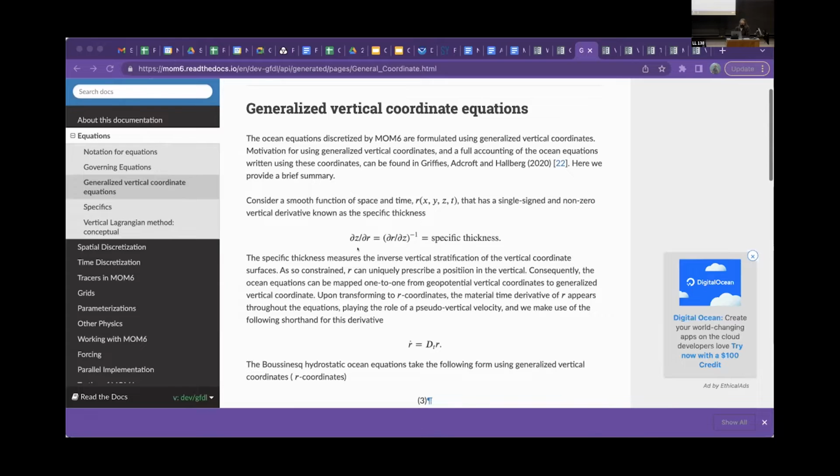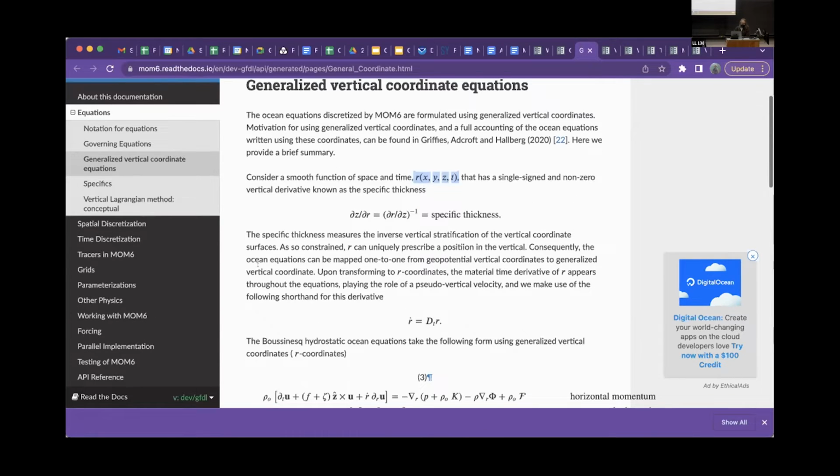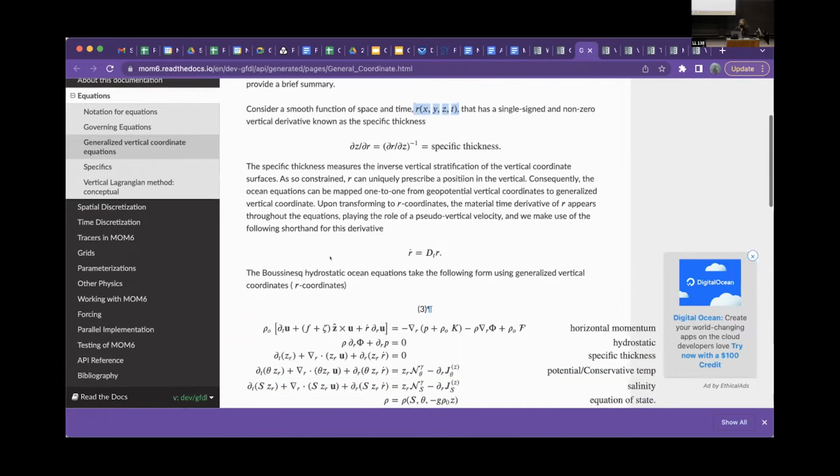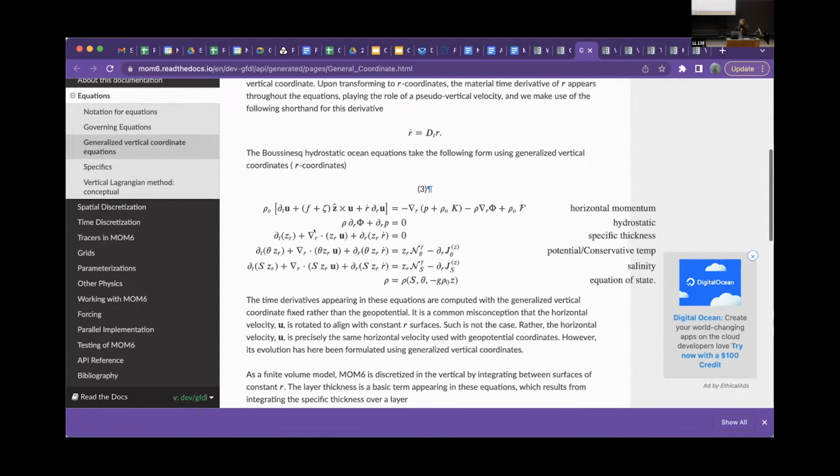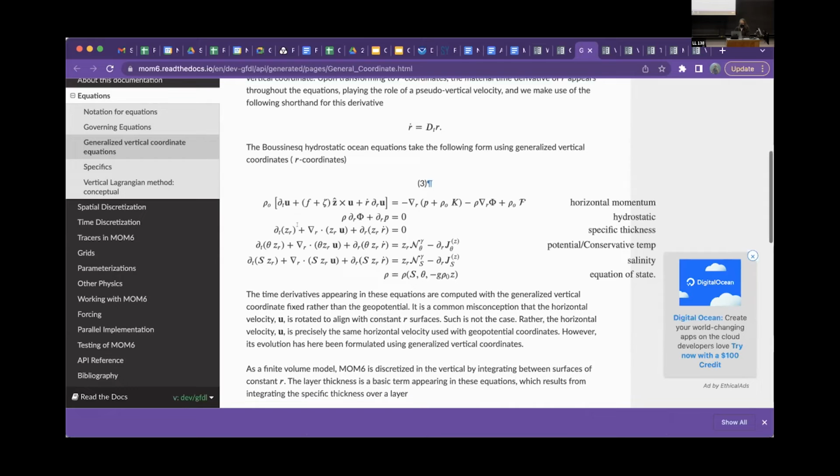So it's a straightforward transformation, straightforward mathematically. You transform to R coordinates. R is a function of X, Y, Z and time. That's your generalized vertical coordinate. Examples of that are isopycnals, terrain following like we have in ROMS, pressure for a non-hydrostatic, non-Boussinesq model, or Z star, which is what we had in MIT and MOM5. So a few changes are made, but not a whole lot.